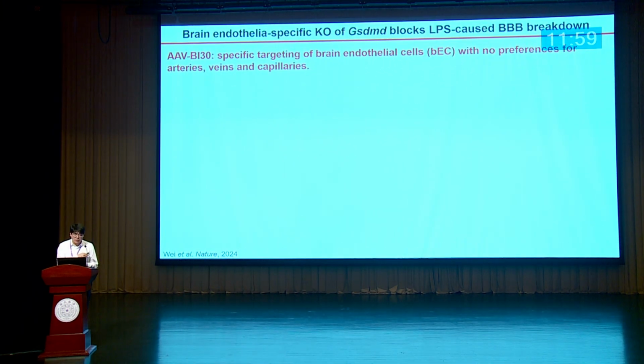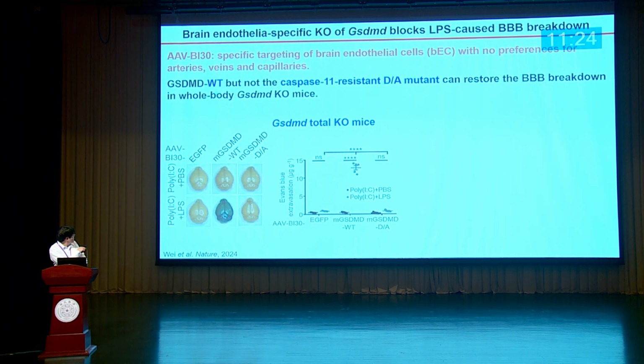The blue-white phenotype I showed you is in the total knockout. So we don't have definitive evidence that it is the brain endothelial cells that are sensing LPS in the circulation. To address this question, we took advantage of an AAV system, and this AAV-BI30 is specific for targeting brain endothelial cells, not other endothelial cells in the body, only brain endothelial cells. With this AAV system, we can express gasdermin D to rescue the phenotype in the total knockout.